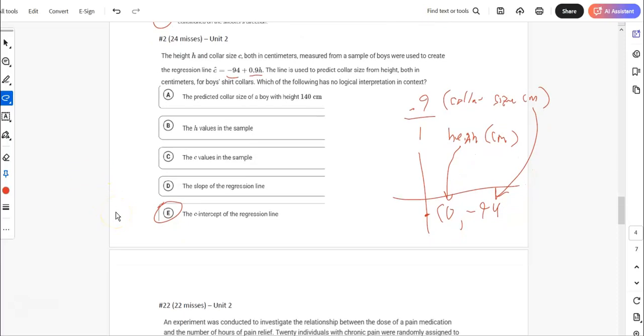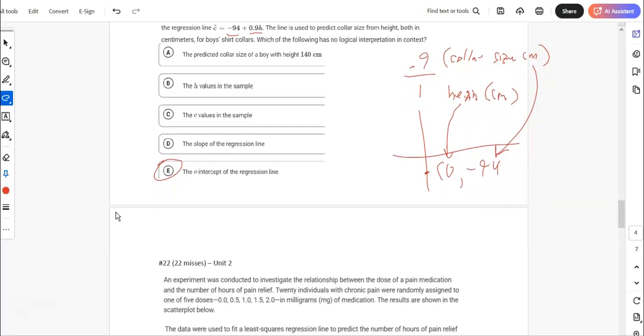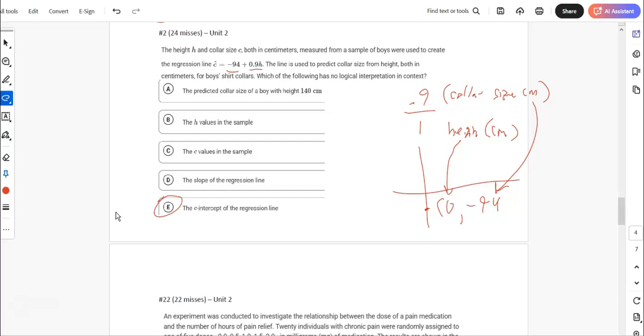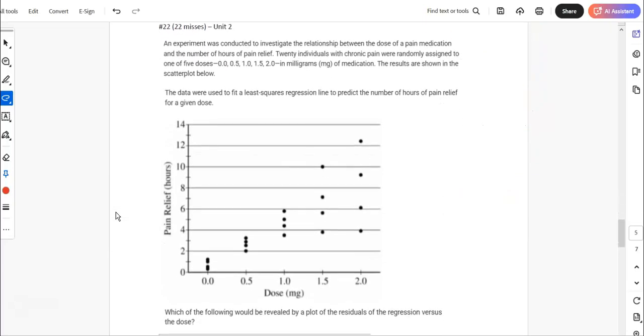So those are the two things we usually interpret. The other things we could interpret, I guess, but those are the two biggies. And the big thing is the y-intercept doesn't always have a meaning to it. Oftentimes it doesn't.